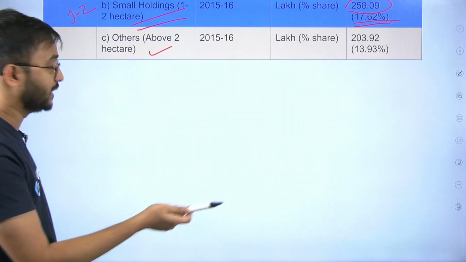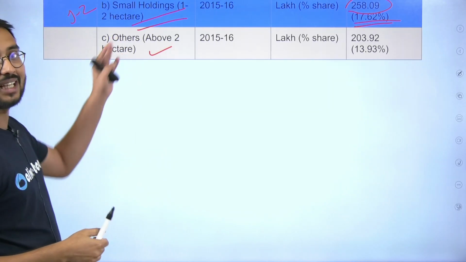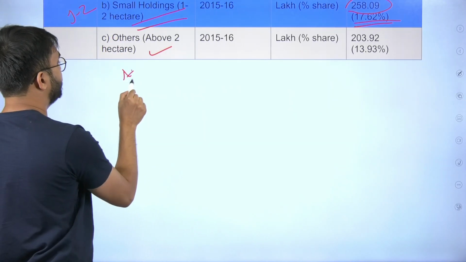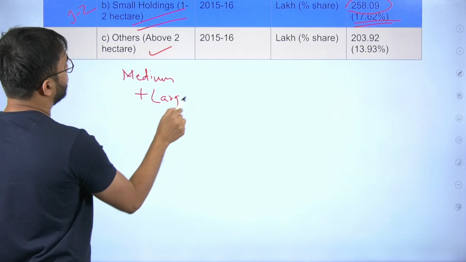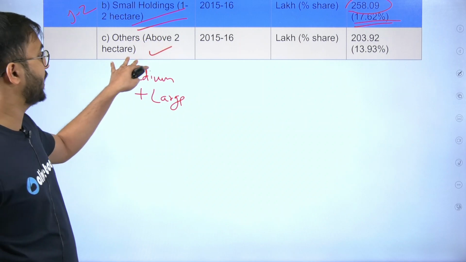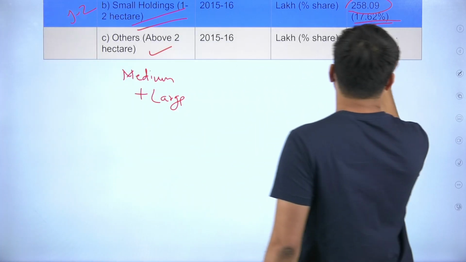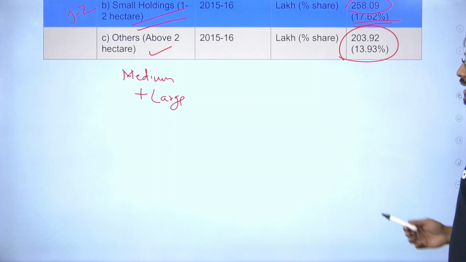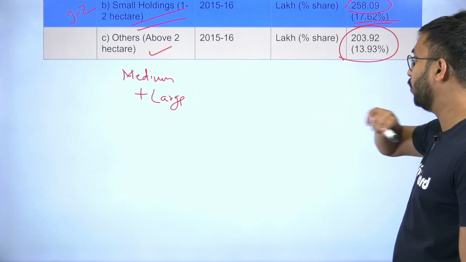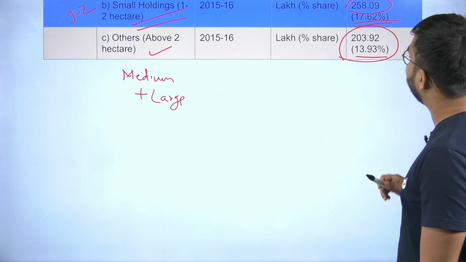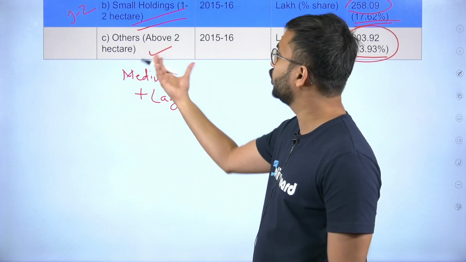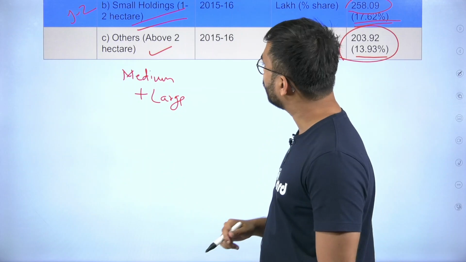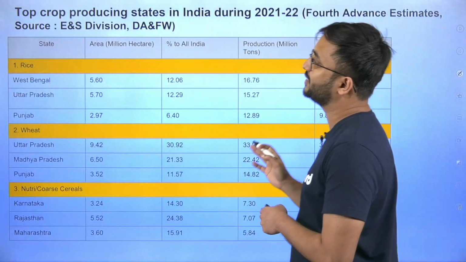Then comes others. Others are nothing but medium plus large holdings, which are above 2 hectares. So 203.92 lakh hectares is the area above 2 hectares, and 13.93% is the share in percentage out of the total operational holdings. So I hope now we have covered the major statistics.